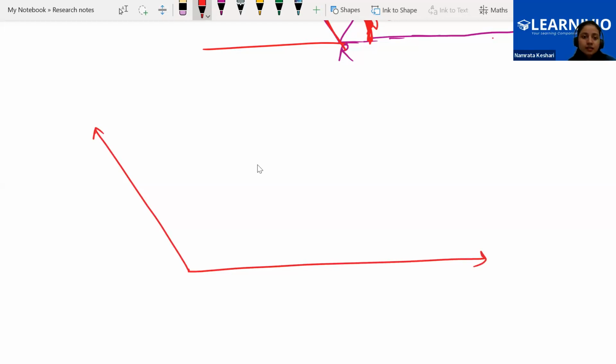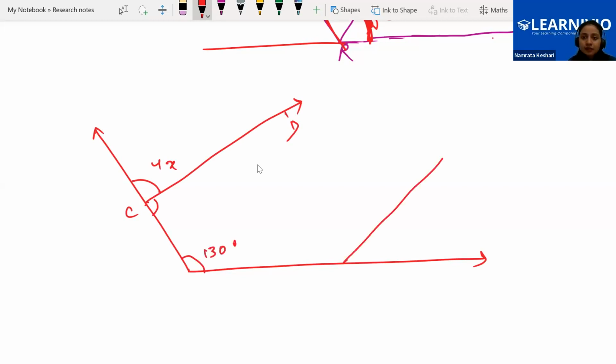This is C. This is D. Here is 4x. This is 130. Ma'am, is this a new question? Yeah, it's a new question. If you have understood the previous question, then you will be able to solve this new question. Here we have to find the value of x.